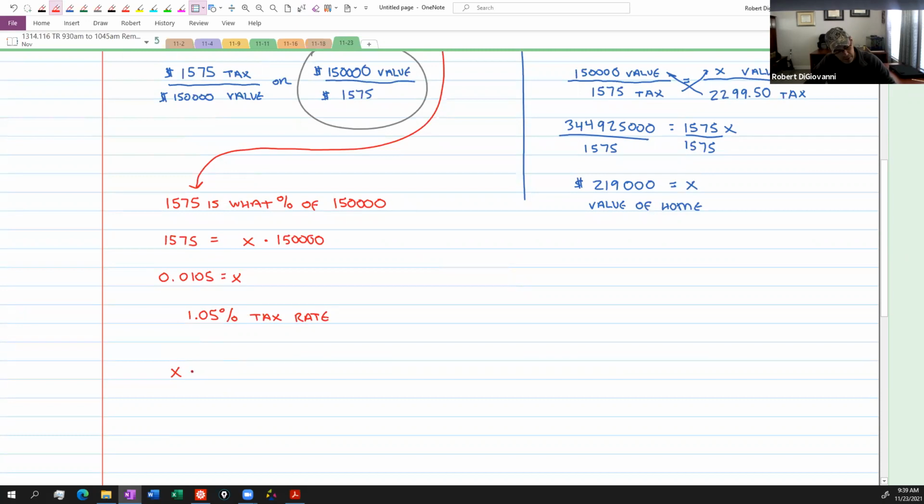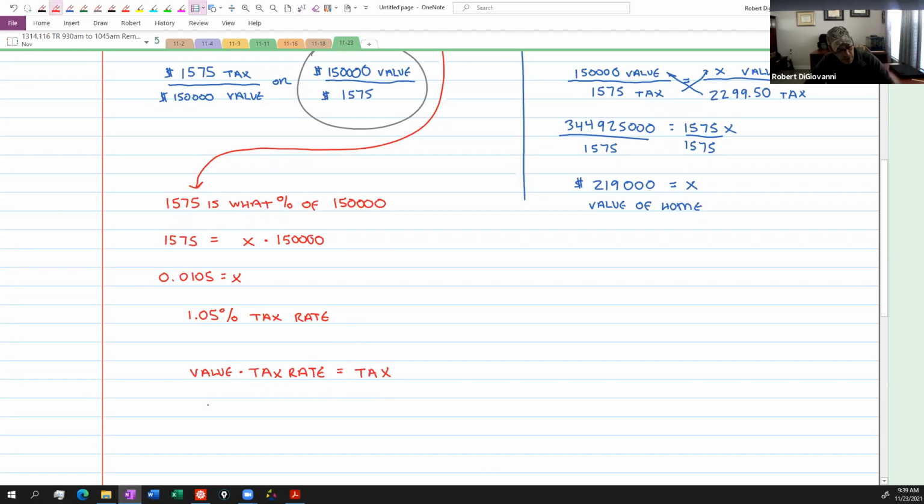times the tax rate. Let me write it in words first. If I take the value of the home, multiply it times the tax rate, I get the tax. This is like when you go and you buy a shirt from the store. Whatever the value of the shirt is, the cost of the shirt, you multiply it times the tax rate, and that will be equal to how much you pay in tax.